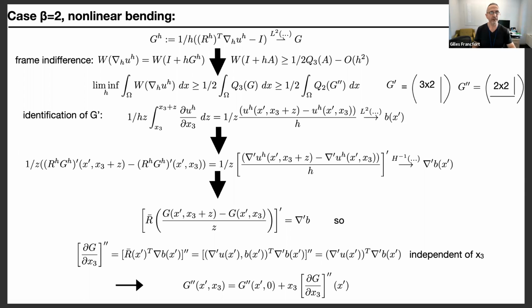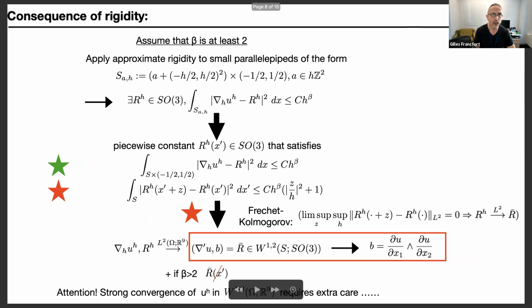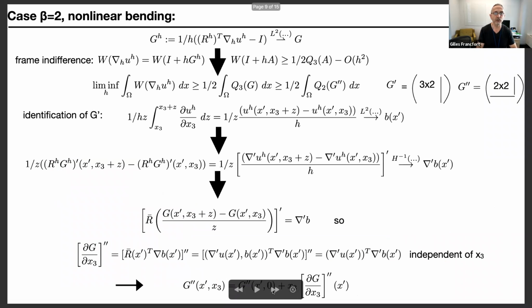So, we consider this expression GH. What is GH? Well, you read it. Because of the estimates that were on the previous page, this GH is clearly bounded in L2. Okay. So it converges to some G in L2.